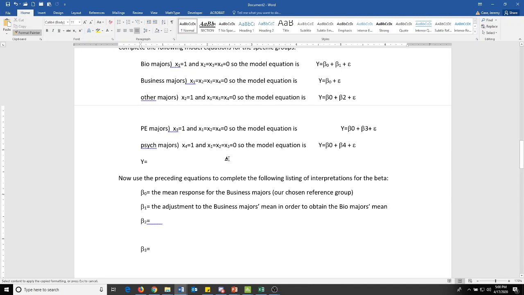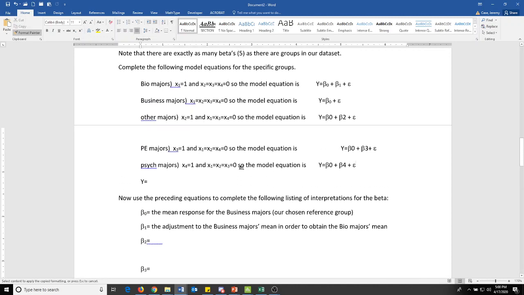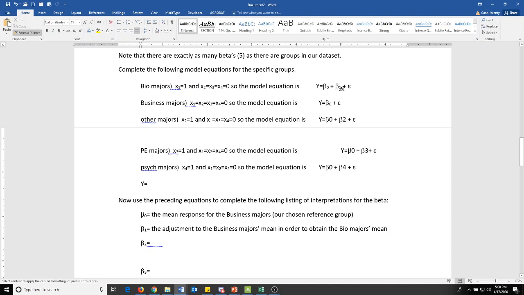So let's just talk about what this means then. Beta naught is the mean response for the business majors. That's our reference group. So beta 1, because we're going to do beta naught plus beta 1 to get the bio score, beta 1 is the adjustment to the business major's mean in order to obtain the bio major's mean. Remember up here, the bio major is beta naught plus beta 1. So this beta 1 will be what we have to add on to get to its mean.